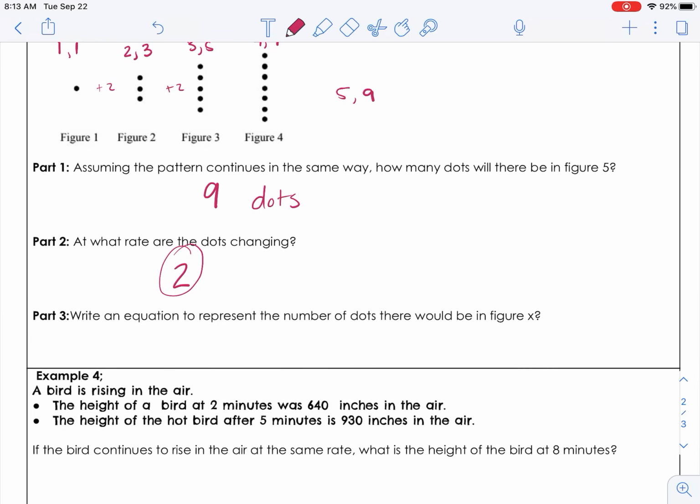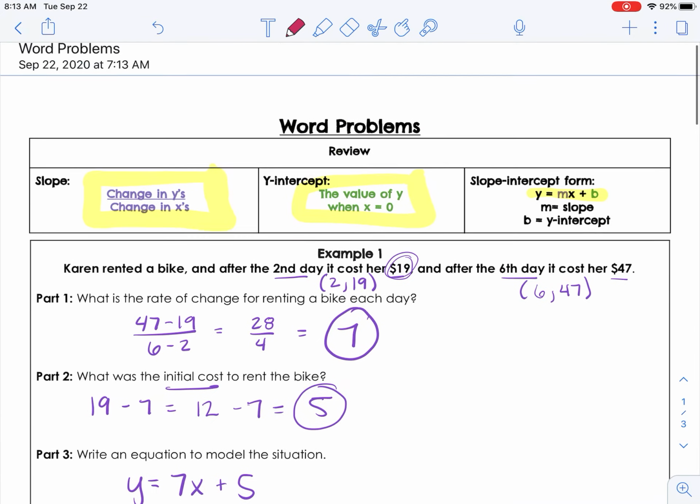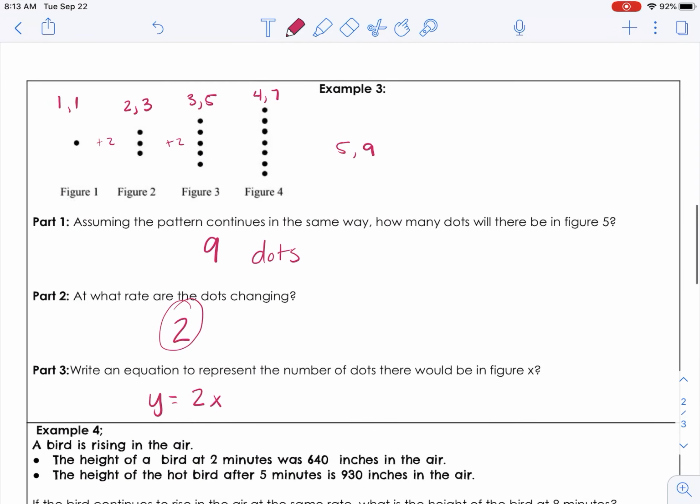All right, and then it says to write an equation for the number of dots that would be in figure x. So an equation that we could use to figure out how many dots are in any number figure. We know that our rate of change is 2, so we've got y equals 2x. But then we've got to figure out our initial value, or our y-intercept. And remember that the y-intercept happens when the x value is 0. So we want to figure out how many dots there would be in figure 0.